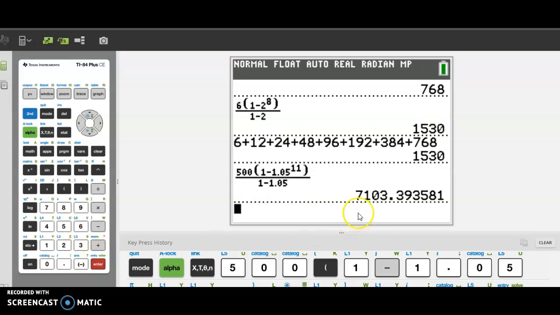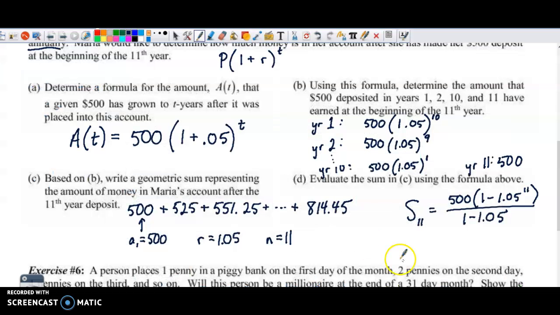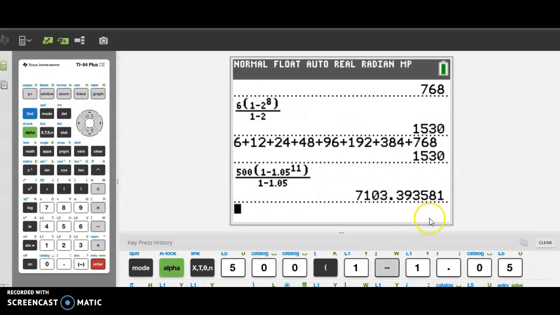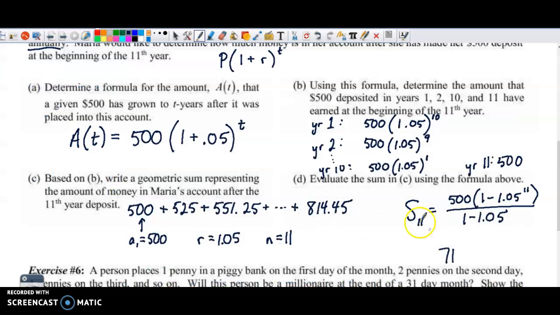So if she put $500 in the account for 11 years, making 5% interest, she would have a total of $7,103.39.